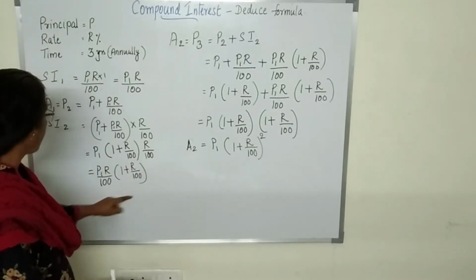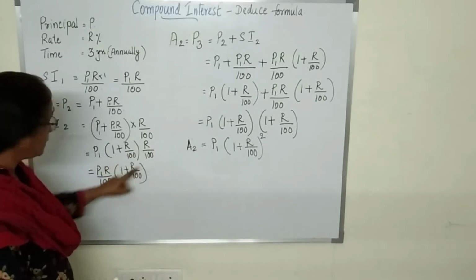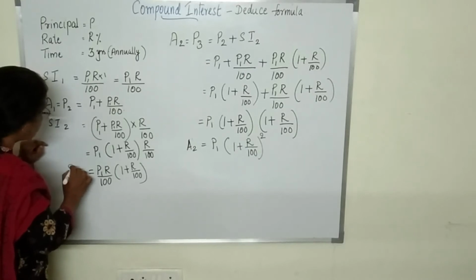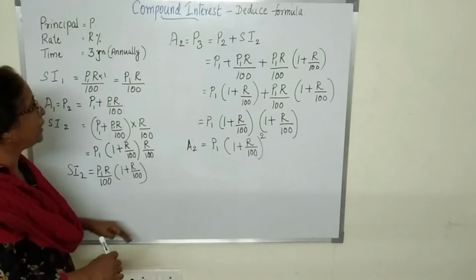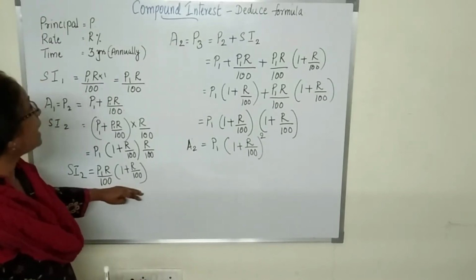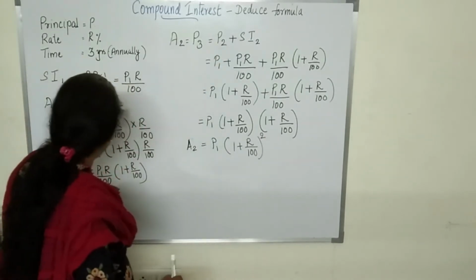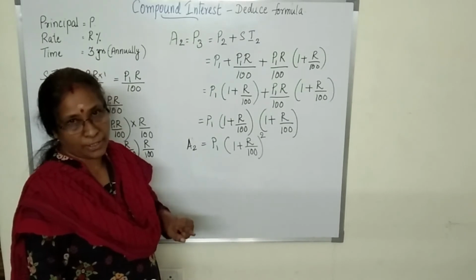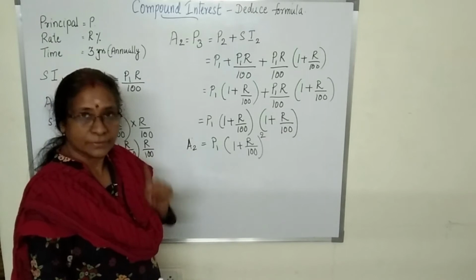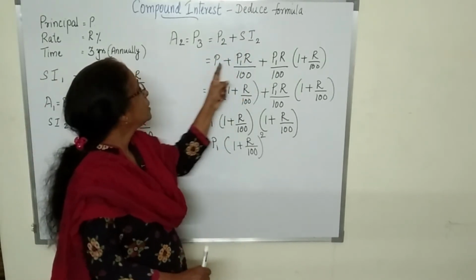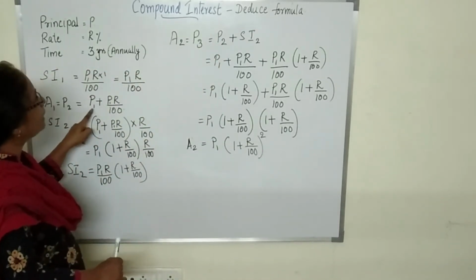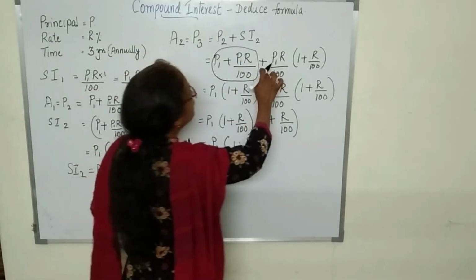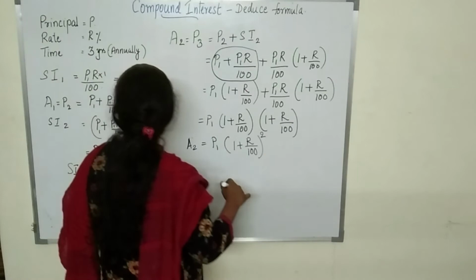So, we got P1 into 1 plus R upon 100 into R upon 100. So, we can make it as P1 R upon 100 into 1 plus R upon 100. What is this? This is the simple interest for the end of second year. So, this will be the interest, and what is the principal? P2. So, this if you add to P2, you will get the amount for the end of second year, which will be the principal for the beginning of third year. So, P2 plus simple interest 2. What is P2 equal to? P2 is P1 plus P1R upon 100. This completely is P2. And then this completely is simple interest, which we calculated here.